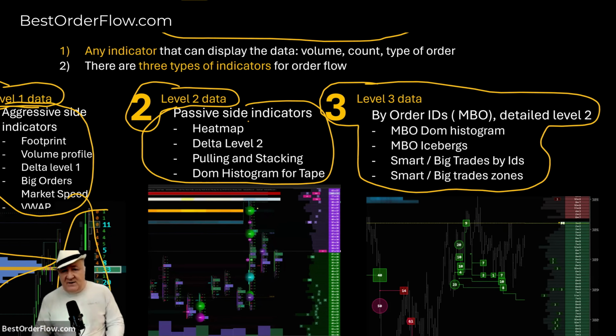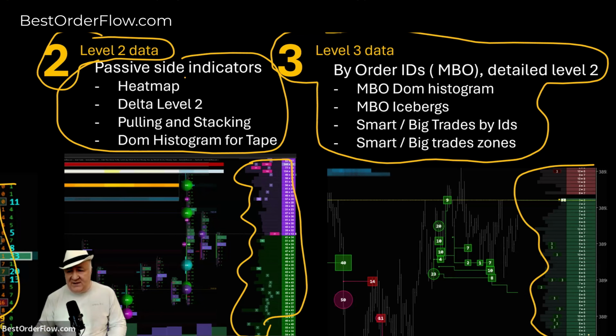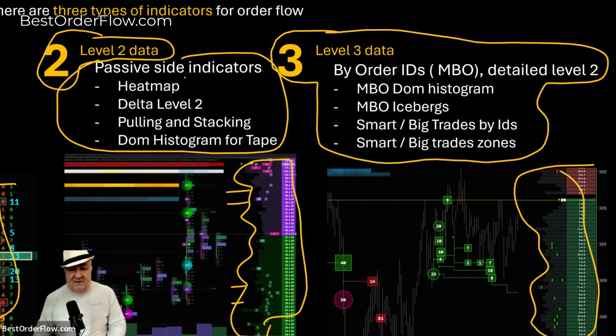And you can see the histogram over here. It can be a level 2 histogram over here. Over here is a level 3 histogram. Level 2 can be an indicator like pulling and stacking, quite a rare indicator, but if you use that, you will crave to use it every single session.